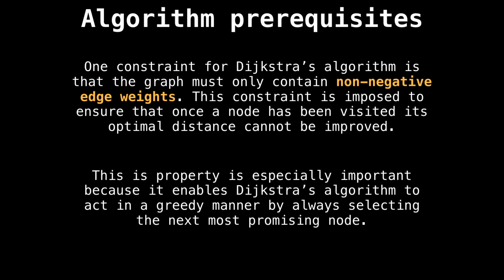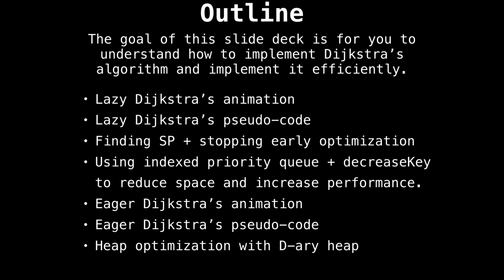For this slide deck, my goal is to help you understand how to implement Dijkstra's algorithm and also how to implement it very efficiently. We're going to start by looking at the lazy implementation, because it's by far the most common, and then we'll look at the eager implementation of Dijkstra's algorithm, which uses an indexed priority queue alongside the decrease key operation. And lastly, I want to briefly mention how we can use other types of heaps, in particular the D-ary heap, to further boost performance of the algorithm.